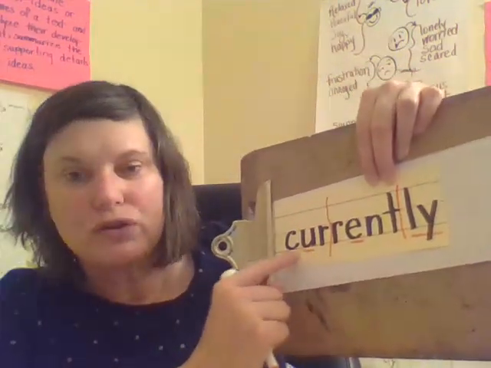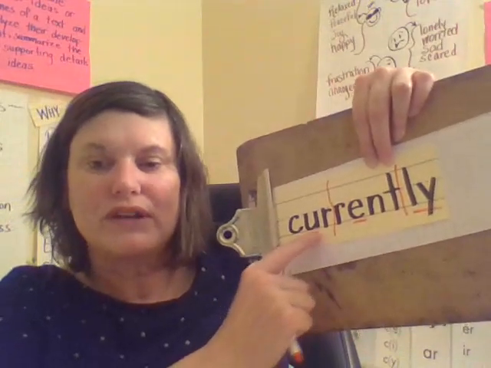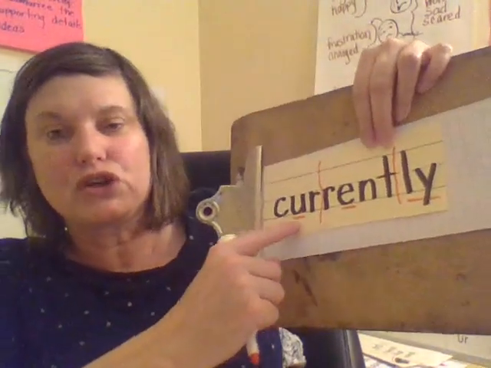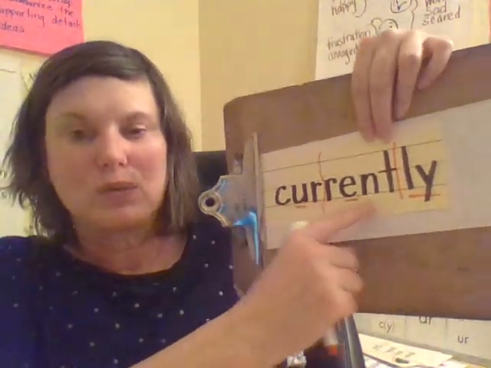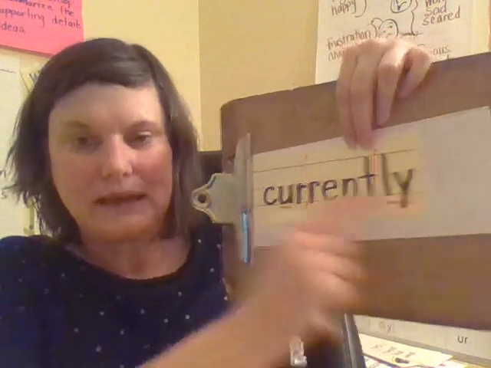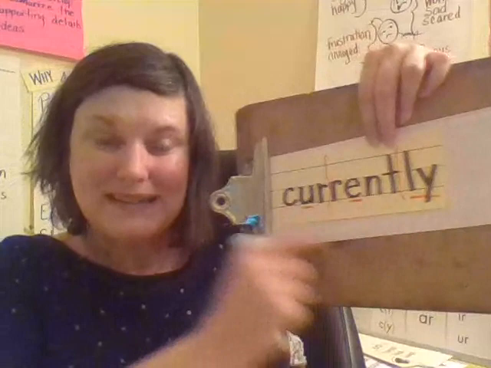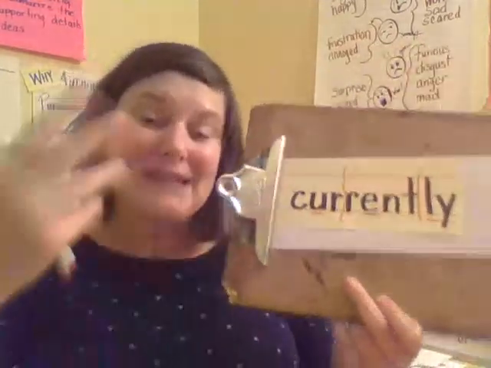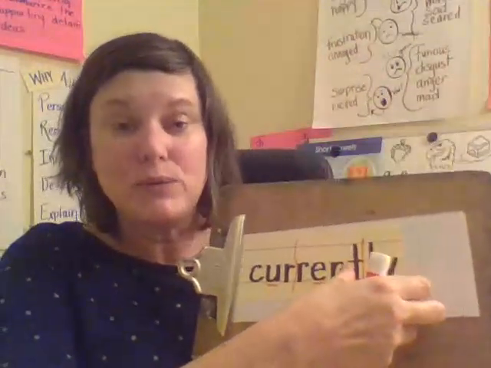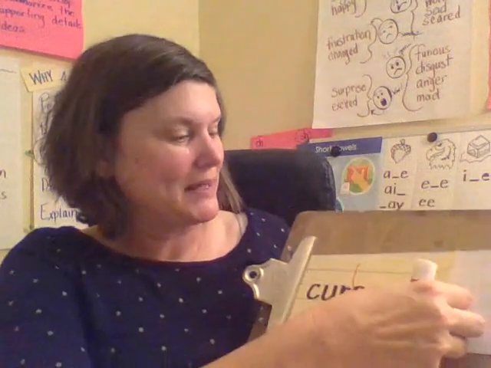So let's look here. We have an R-controlled vowel. We know UR says /ur/. So this is cur, rent, lee. Currently. Currently means it's happening now. Currently, my washing machine is washing my clothes.